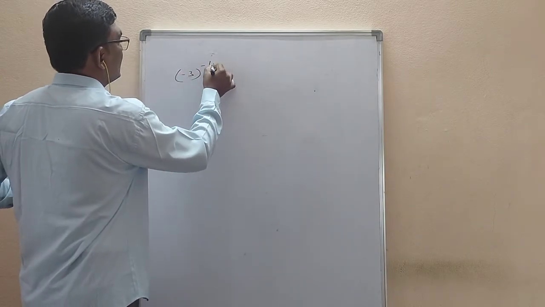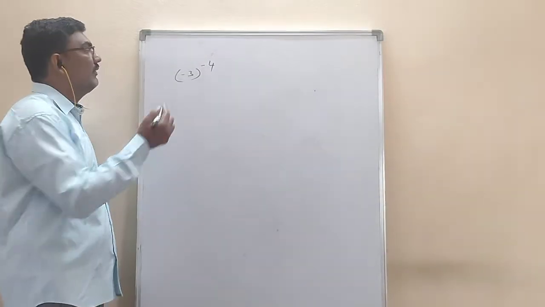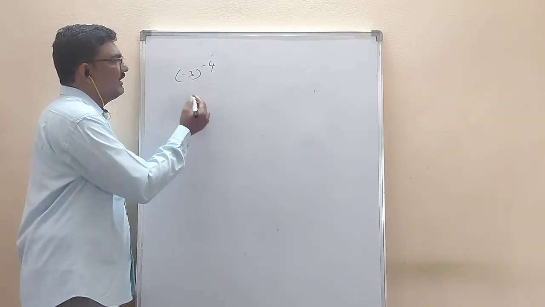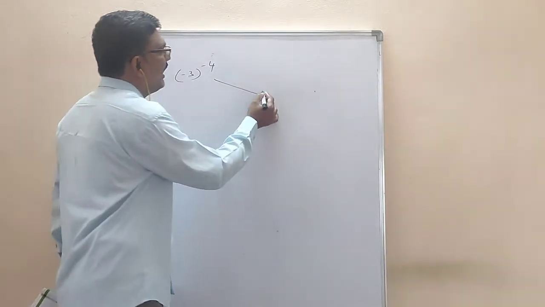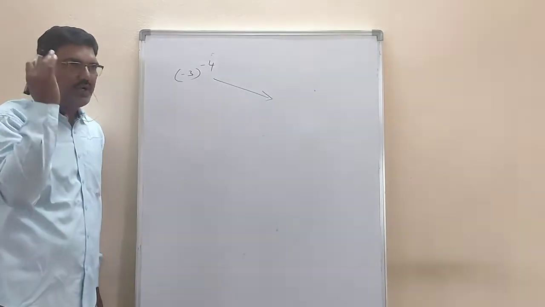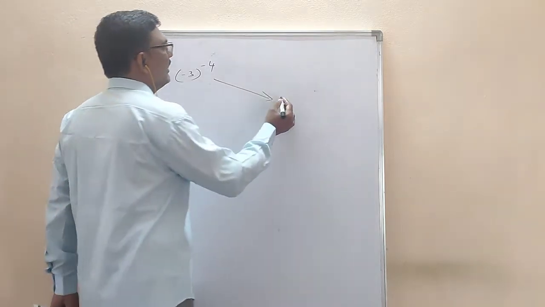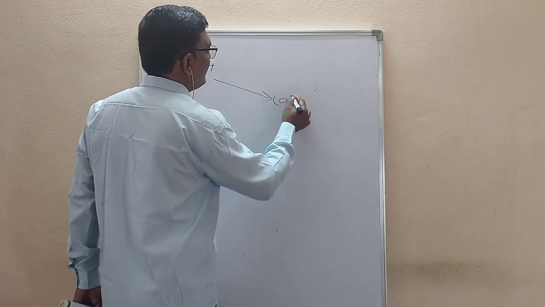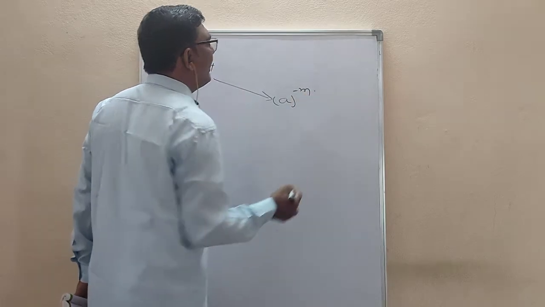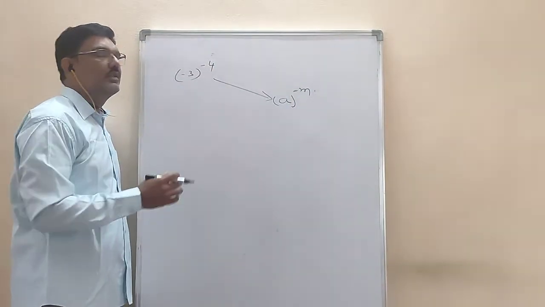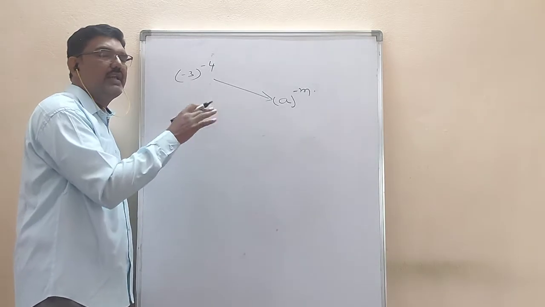(-3) to the power of -4. How do you have to simplify? Whenever you are asked to simplify, see which formula it matches. So first you have to keep some formulas in your brain. That is, there is some base, and in the power you have a minus term. Whatever the base is, whether it has minus or plus, leave it out.